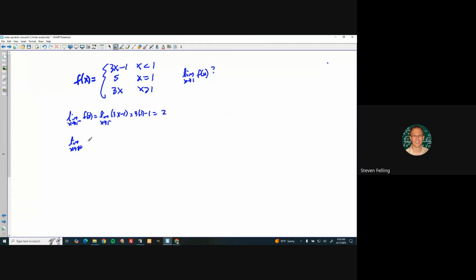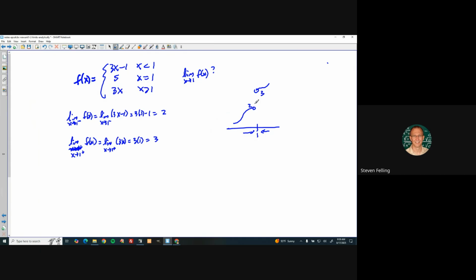So this is 1 from the right. Okay, so if we're taking the limit as x approaches 1 from the right of f of x, that is equal to the limit as x approaches 1 from the right of, now just to the right of 1, x is greater than 1, so the rule changes to 3x. And then when I evaluate analytically, I will put just a 1 in there, 3 times 1, and that's equal to 3. So what we're saying is, as we approach 1 from the left, this function is approaching a 2. As x approaches 1 from the right, the function is approaching 3.